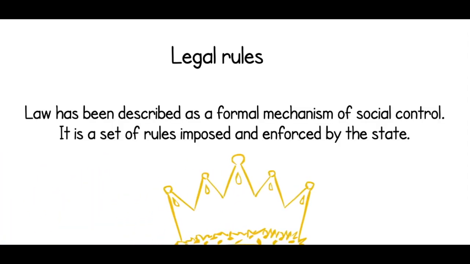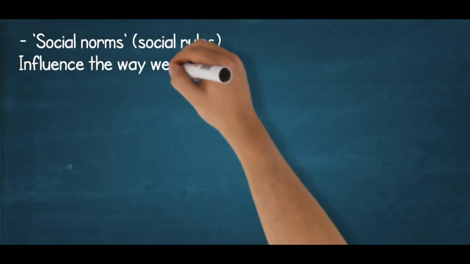Legal rules have been described as a formal mechanism of social control. It is a set of rules imposed and enforced by the state. And what do I mean by state? Well, it's a political entity. So we have a system of courts and we also have parliament, and the courts apply and enforce the law. For example, in criminal law, there are penalties for breaking different legal rules.